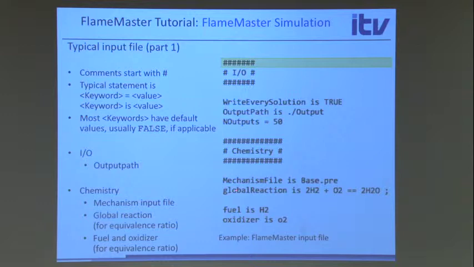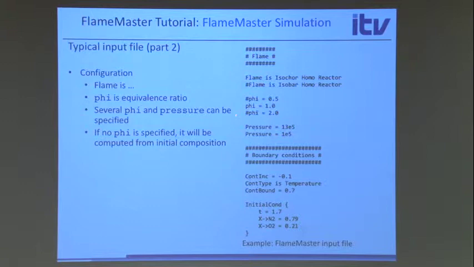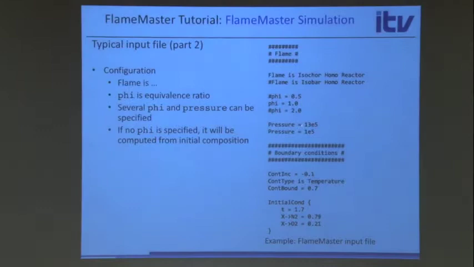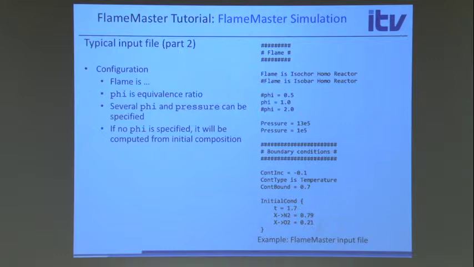Usually, we specify the global reaction and what is the fuel, what's the oxidizer. Why is this important? This is important to compute the equivalence ratio, okay? So then here, you can just say, equivalence ratio phi is equal to 1, and then with the global reaction, the specification of fuel and oxygen, this will give you the composition in the beginning. Then this is the pressure, and for the homogeneous reactor here as an example, you can specify more than one equivalence ratio and more than one pressure, and it will just compute all of these one after the other, okay?